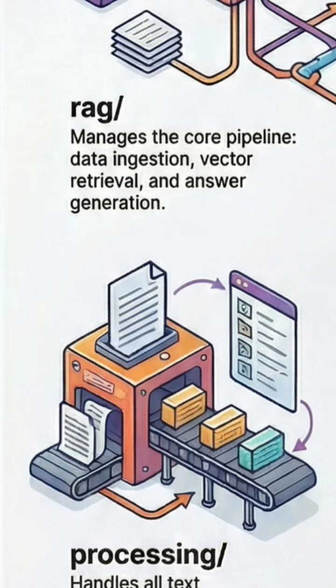Exactly. By moving it to a YAML config, you decouple the behavior from the logic. You can change the temperature, the model ID, whatever, just in the config file, restart the app, and you're done. No code changes needed. Okay, that makes sense. It's about speed and safety.